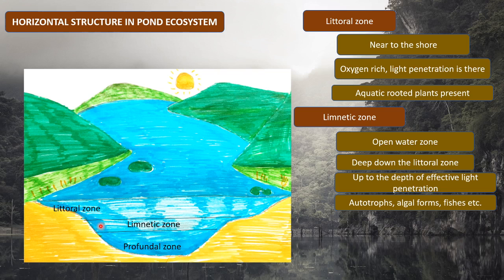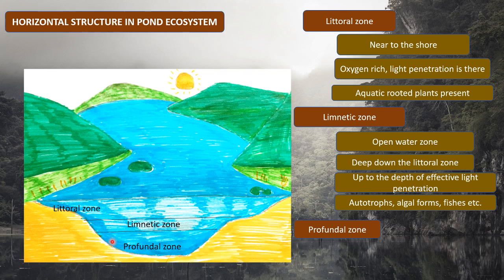Because there is light penetration, and it is deep down after the littoral zone, this is where animals and organisms need to be present to protect themselves. So this is the limnetic zone, where the level of saturation of light reaches. Then let us know about the profundal zone.